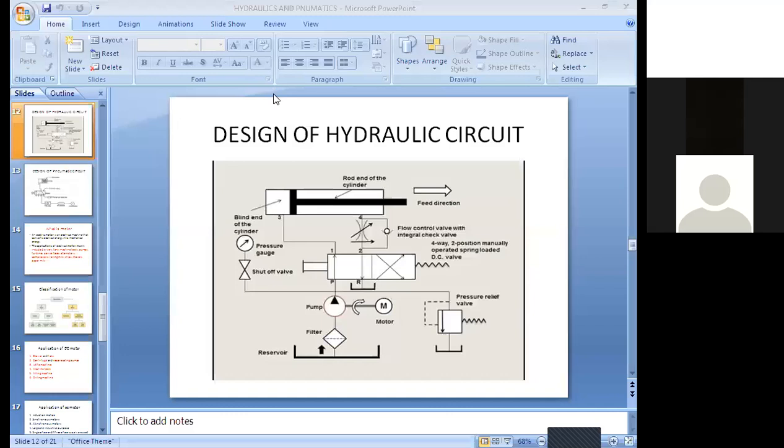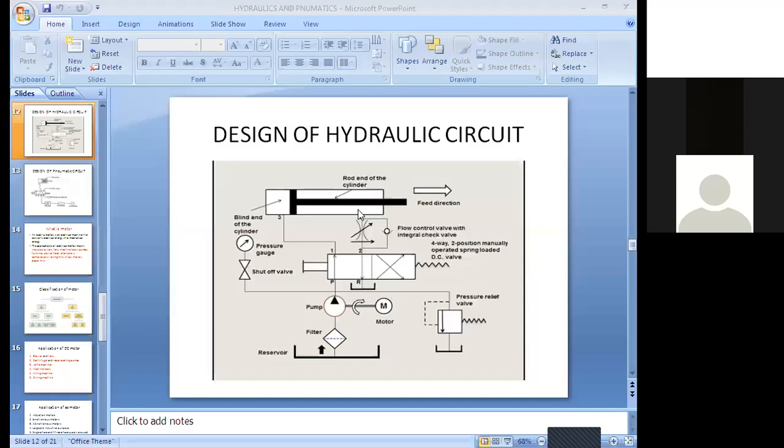This end of the cylinder we call the rod end, this is the main piston, and this is the full cylinder. Coming to the first one, the left way: fluid enters from P to 1, and then to 3. Some amount of pressure is created because high-pressure fluid has entered, so the piston will start moving from the blind end to the rod end. This is a double acting cylinder.